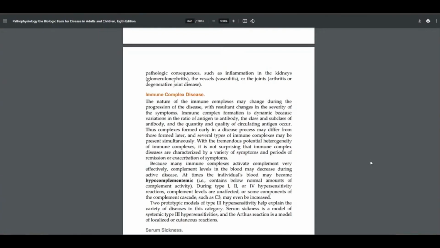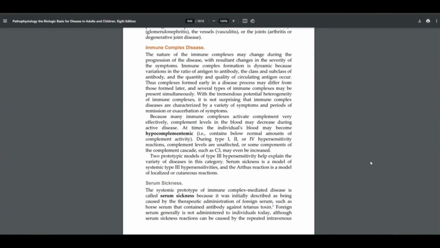The vessels, vasculitis, or the joints, arthritis, or degenerative joint disease. Okay, speaking today. Oh boy. All right. So, our immune complex disease.